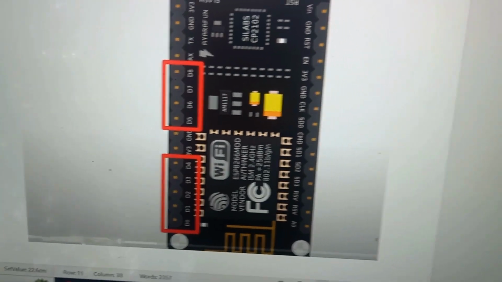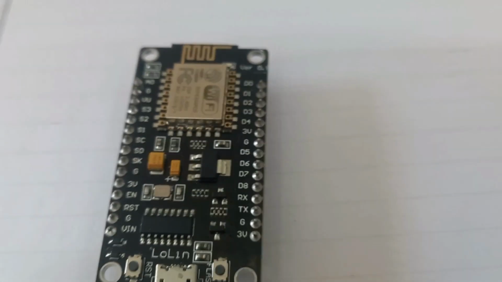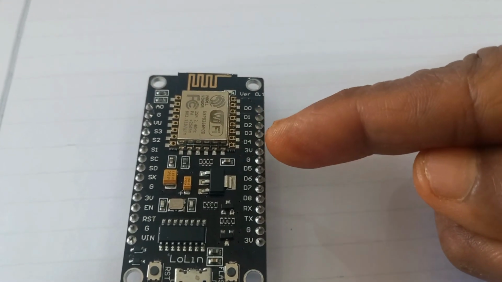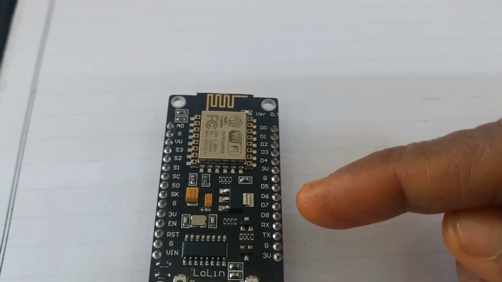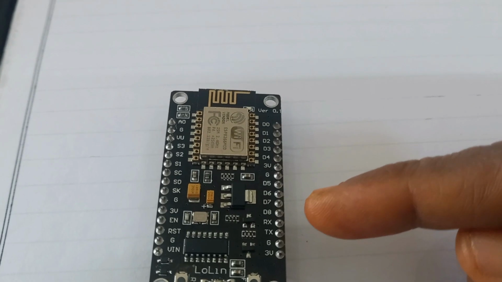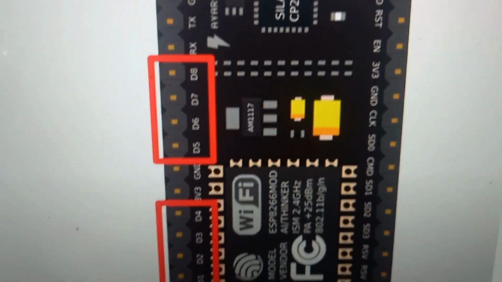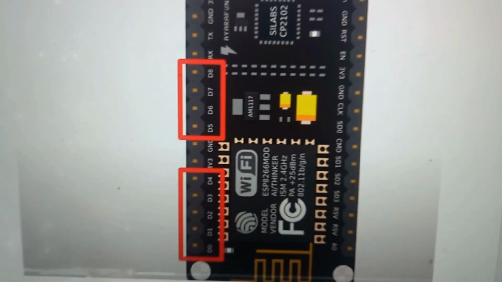So the digital pins which you are seeing in this diagram, starting from D0, D1, D2, D3, D4. After that, you have got D5, D6, D7, and D8. Check here: D0, D1, D2, D3, D4, and next, D5, D6, D7, D8. Total, you have got 9 digital pins.